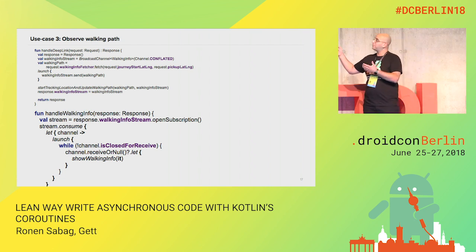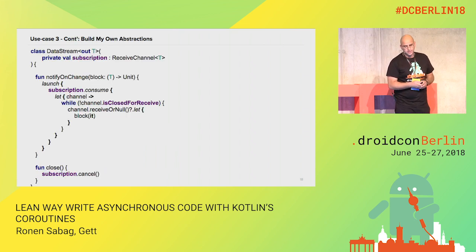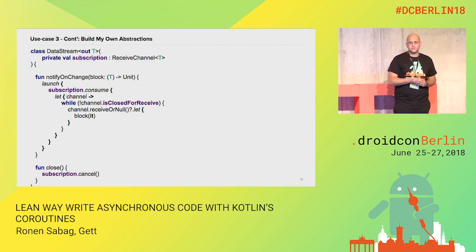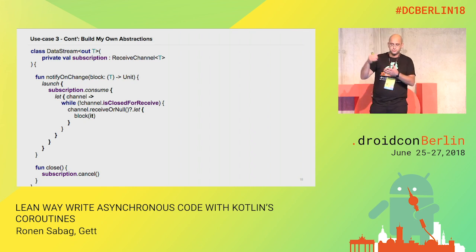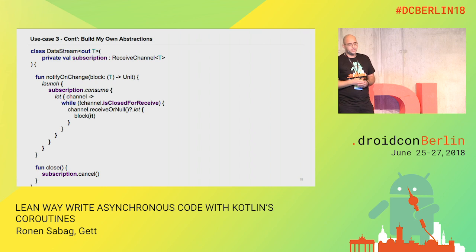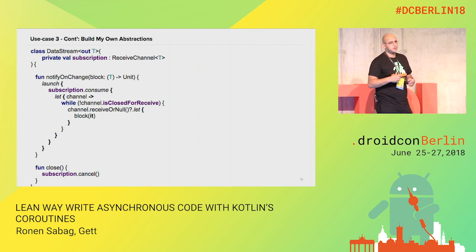But it's very complex, so I'm going to introduce additional abstraction of my own. This time I'm going to start with the data stream. Data stream is just something that gets a subscription. Subscription is of type ReceiveChannel. And I'm going to introduce two methods there.